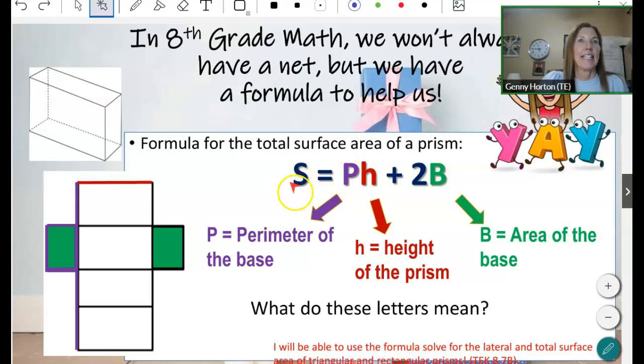This S stands for surface area, obviously. Capital P is the perimeter of the base. H is the height of the prism. And then it's 2 times the area of the base, plus the perimeter times the height. You have this on your STAAR reference chart, so it's not something you have to memorize. We just need to understand the steps, and you need to know what each letter stands for and how to put that into the formula.